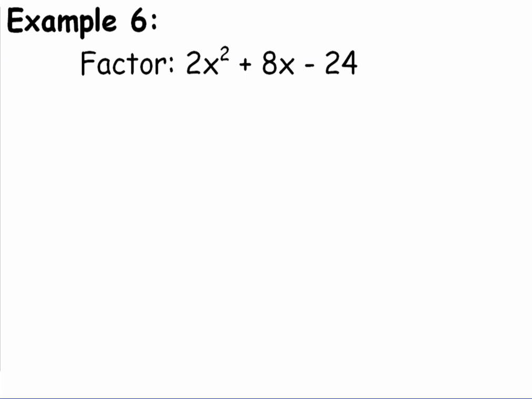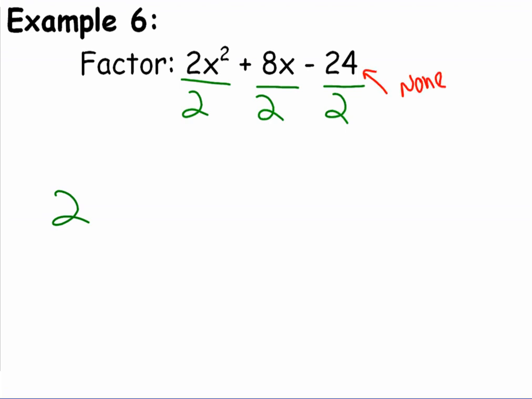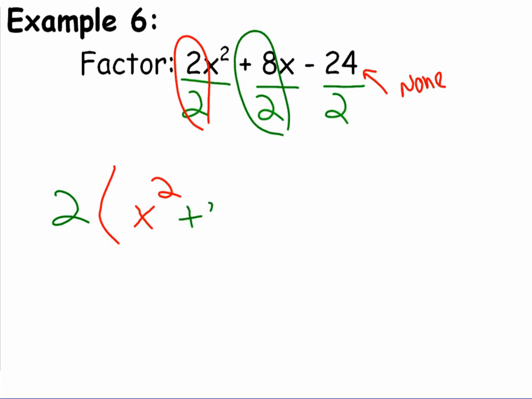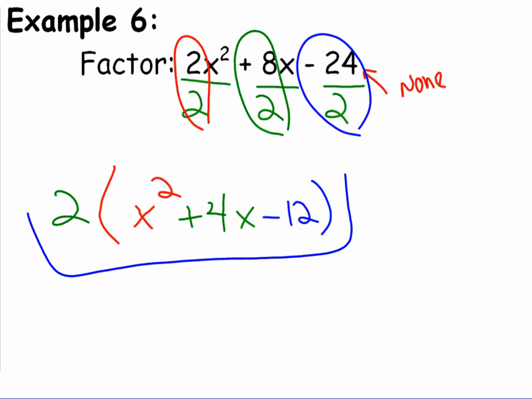We take a look at our numbers. 2 is going to be the greatest common factor for the coefficients. My smallest amount of variable is none. So I know I can't take out any x's. So I find out what's left over. 2 divided by 2 is 1. So I'm just left with 1x squared. Remember, you don't have to write the 1. 8 divided by 2 is 4, and x comes down. And negative 24 divided by 2 is negative 12. And there you have it, your GCF and your remainder.